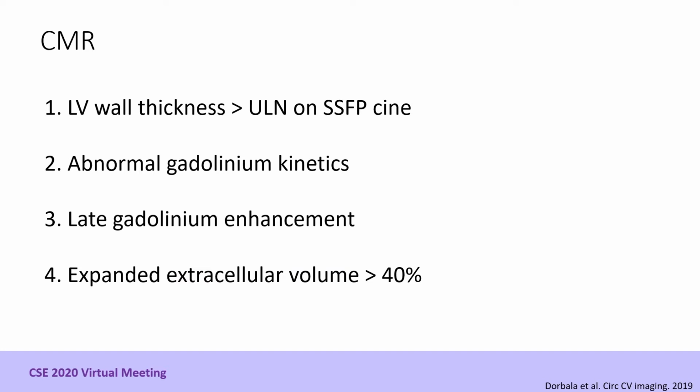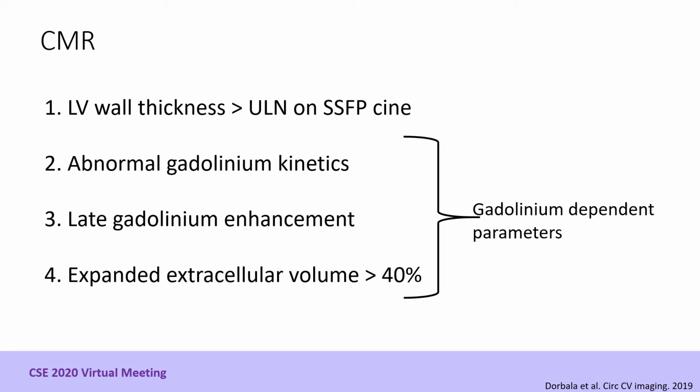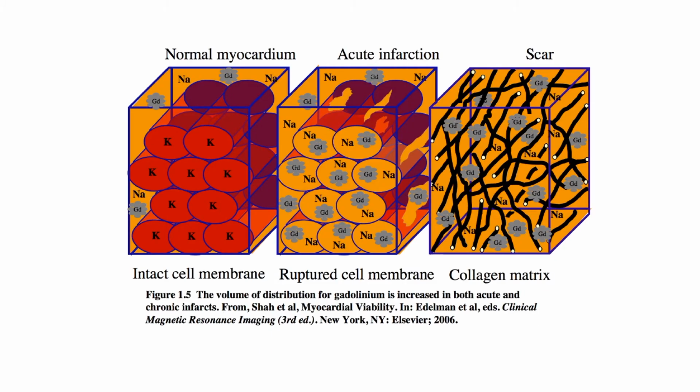Of the 4 features on cardiac MRI, 3 of them require the administration of gadolinium. Gadolinium is an extracellular compound. When administered to patients with normal myocardium, the gadolinium will wash in and wash out. However, if administered to patients with disrupted cell membranes, like those with acute infarction or inflammation, or patients who have areas of fibrosis or expanded extracellular volume, the gadolinium can accumulate. And if we image 7 to 10 minutes after administration of gadolinium, we will see hyperintense regions identifying areas where gadolinium has accumulated.